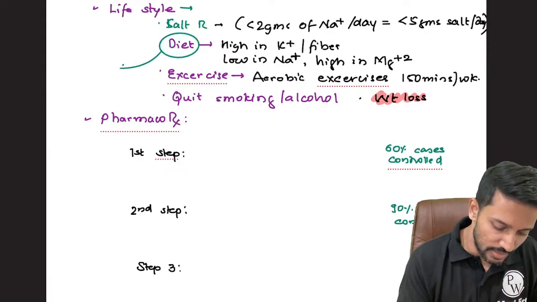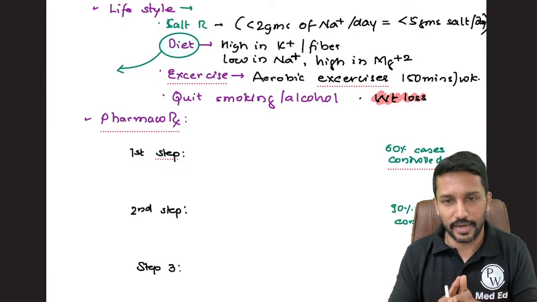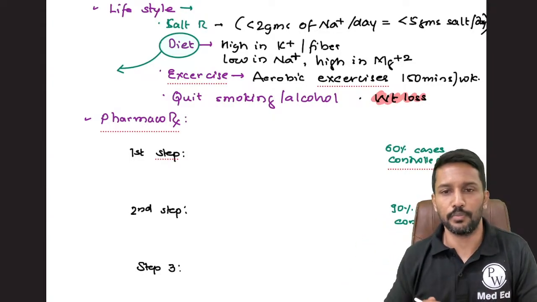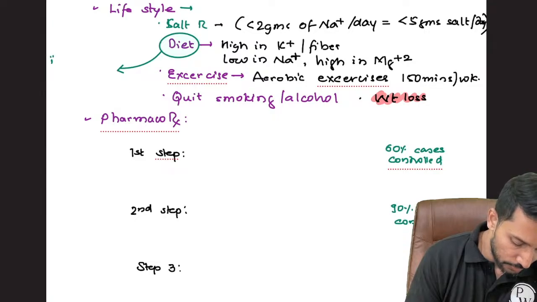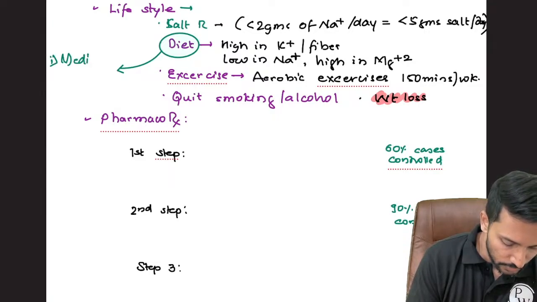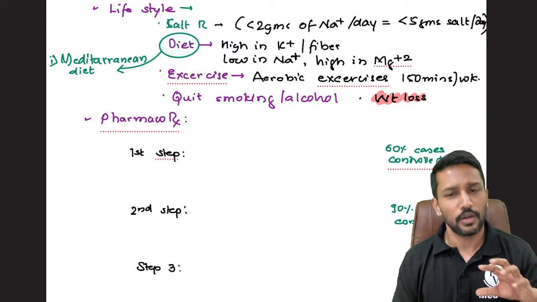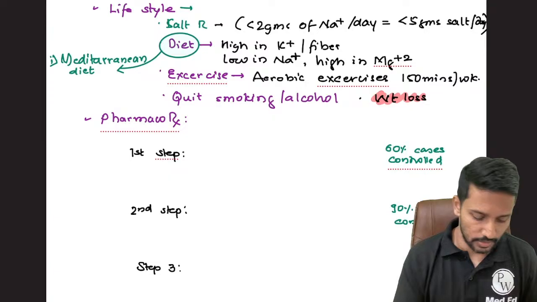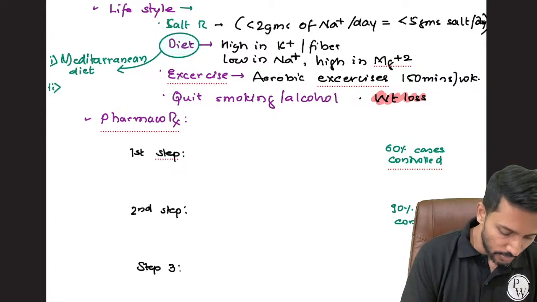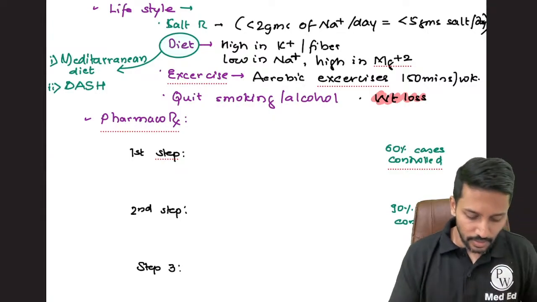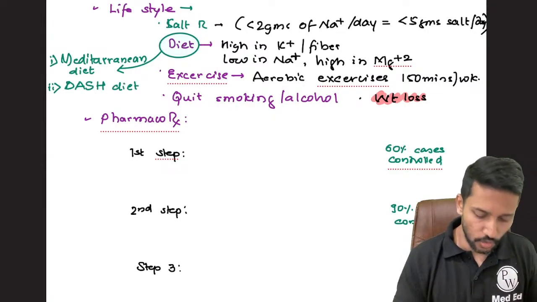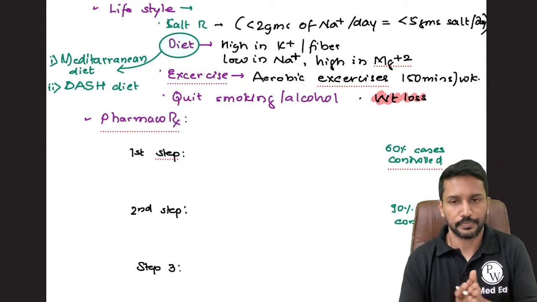The diets which have been studied clinically to say that these dietary approaches make significant improvement in BP include two of them which are well studied. The first one is the Mediterranean diet. If you Google or search on YouTube, you will get plenty of Mediterranean diet recipes. Basically, this is a diet which is loaded with green leaves and vegetables and whole grains. And the second one is a specifically designed diet called Dietary Approaches to Stop Hypertension. DASH diet or Mediterranean diet can be recommended.